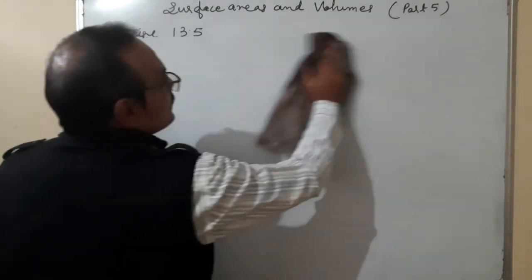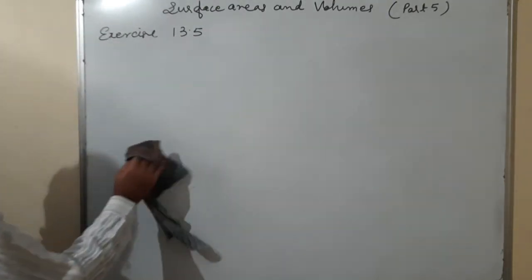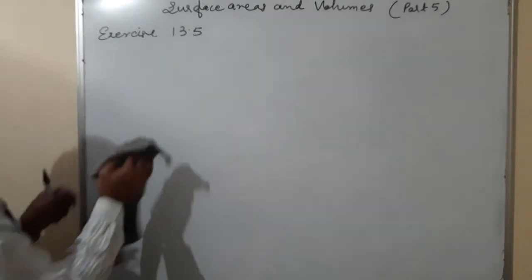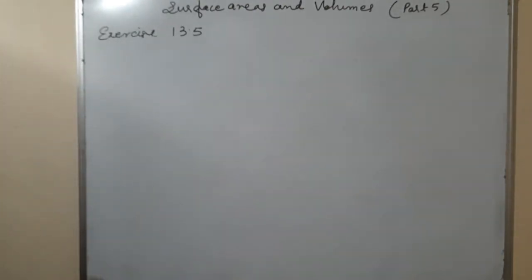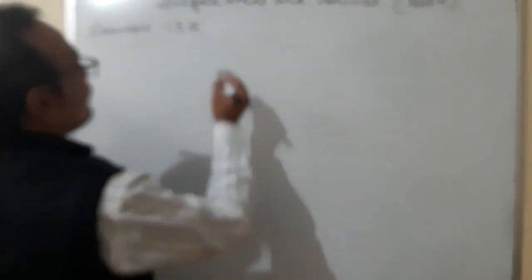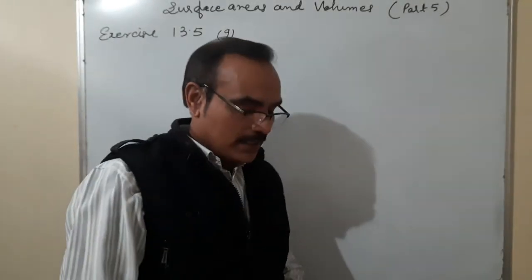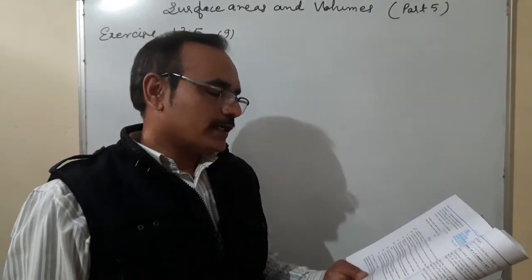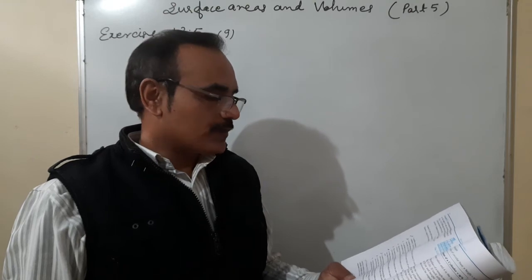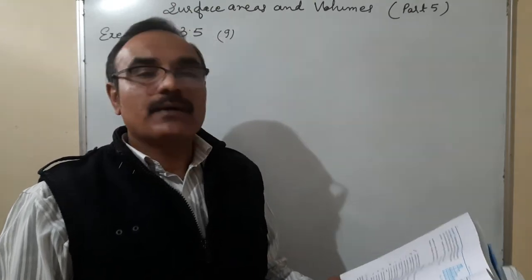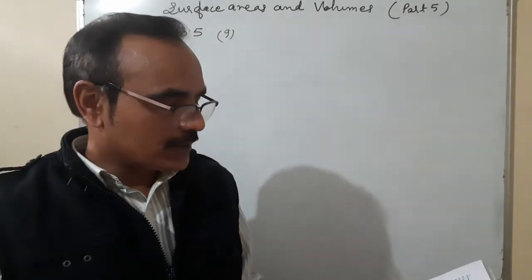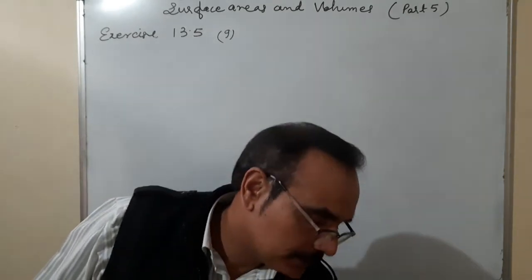Question number 9 of this exercise. What is it? Question number 9 is, a river 3 meter deep and 40 meter wide is flowing at the rate of 2 km per hour. How much water will fall into the sea in a minute? Okay. A river 3 meter deep and 40 meter wide.